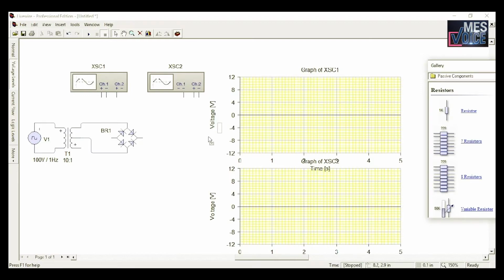We are adding a load resistor. The load resistor is placed in the window and we are giving the positive output to one end of the load resistor. And we are giving the negative output to the other end of the load resistor.